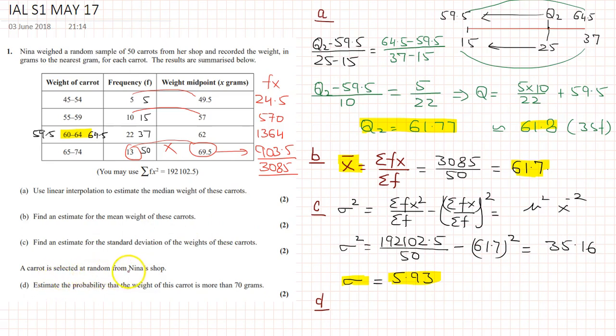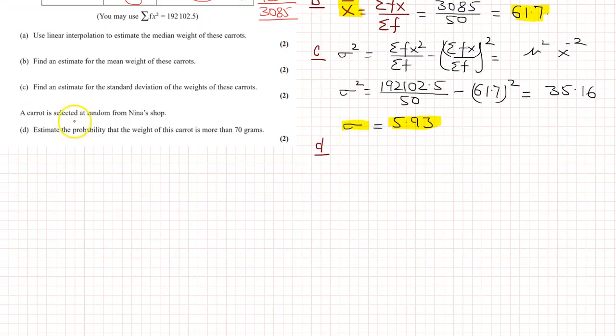A carrot is selected at random from Nina's shop. Estimate the probability that the weight of this carrot is more than 70 grams.